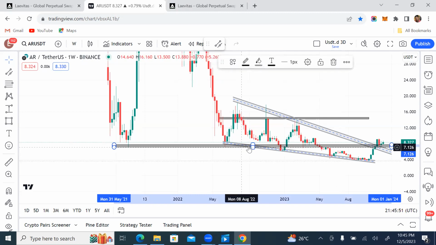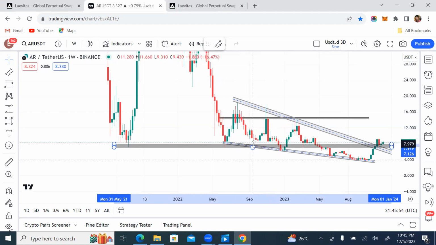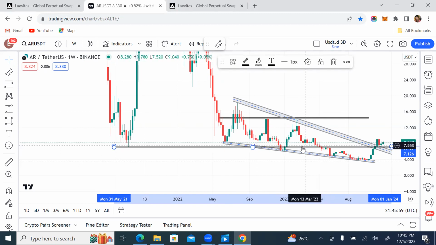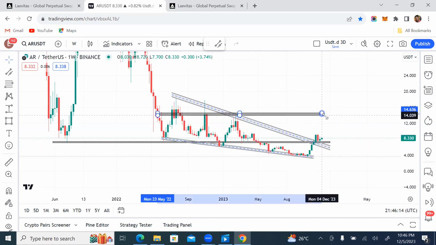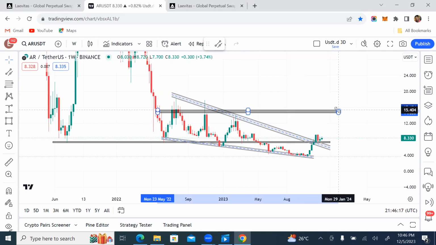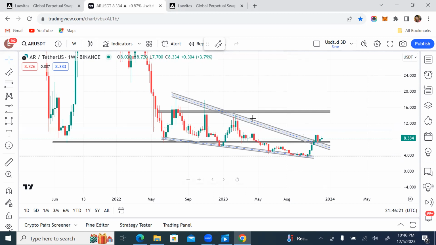And this happens to be the support that was retested. You can see how price came off here, tried to break through, but it failed. So we can identify this and say, okay, this is actually a falling wedge pattern, and the next target we should be heading for is somewhere around here. So we're still on the weekly.